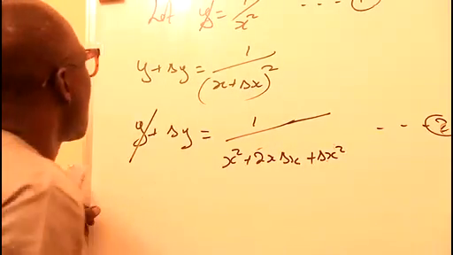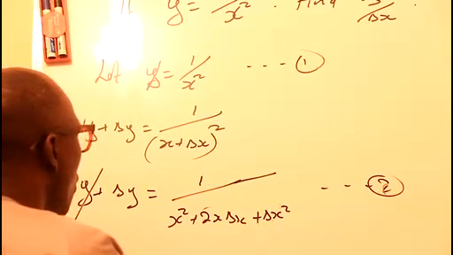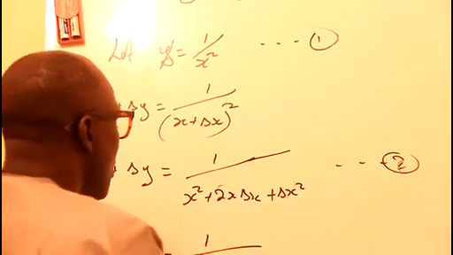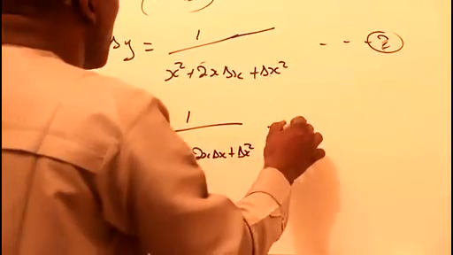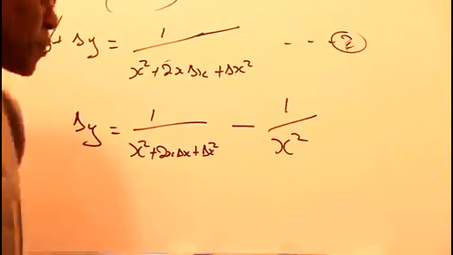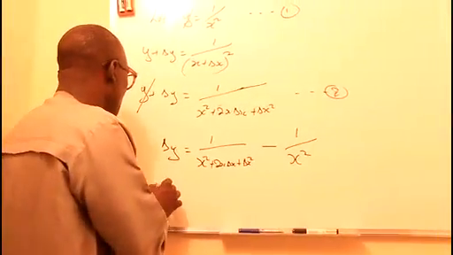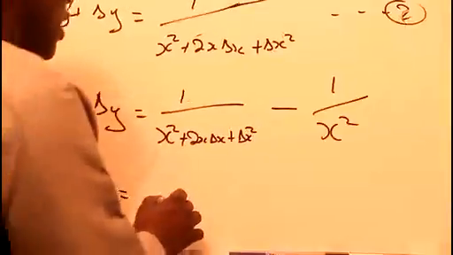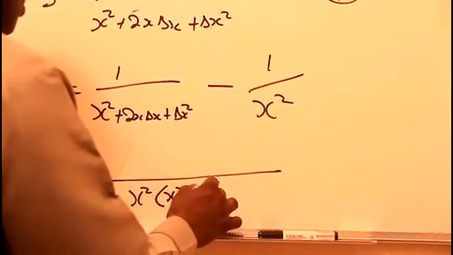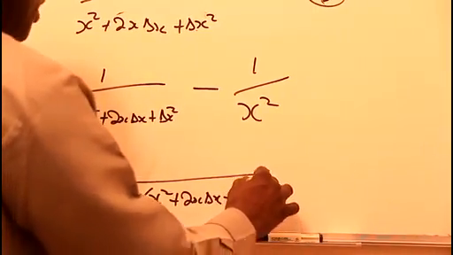This will be subtracted from this. For this other one, we now have change in y equal to 1 over x squared plus 2x change in x plus (change in x) all squared, minus 1 over x squared. Like this. Then at this point, you know how to simplify your algebraic fractions. We'll just do that. That will give us change in y equal to, now our LCM is x squared into x squared plus 2x change in x plus (change in x) all squared.